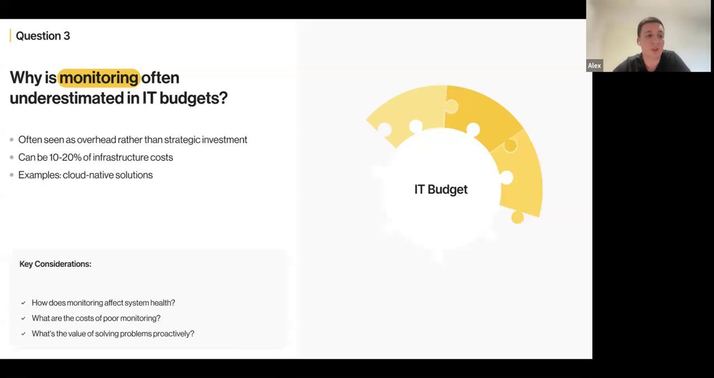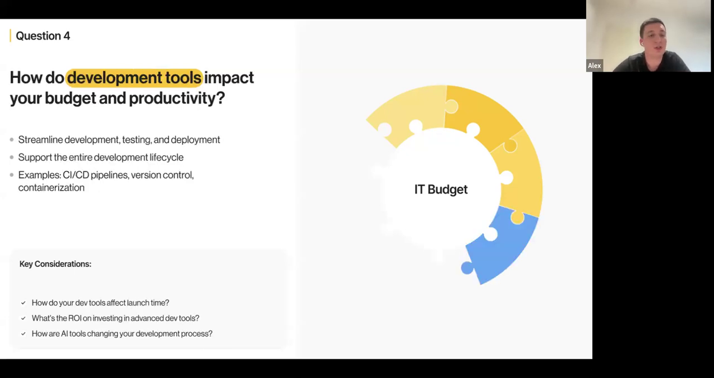Okay, so let's continue, and now we will see how development tools affect your budget and productivity.